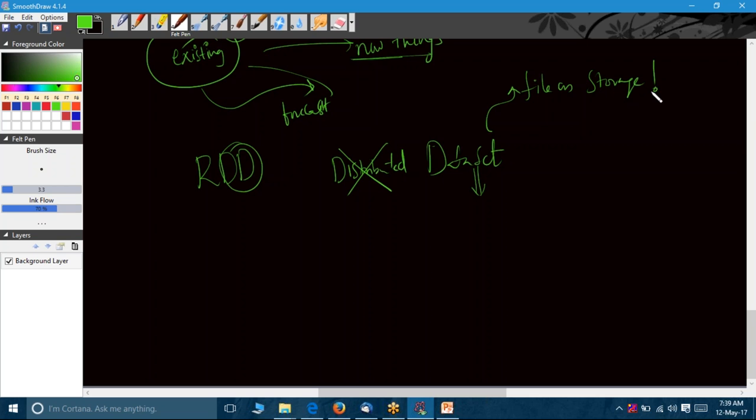So a data set is nothing but a file on the storage, right? That is what we have learned all these days. A file on the storage, that is what we call a data set. When this file is being loaded into memory, will it be possible that you load it into the memory of one CPU?